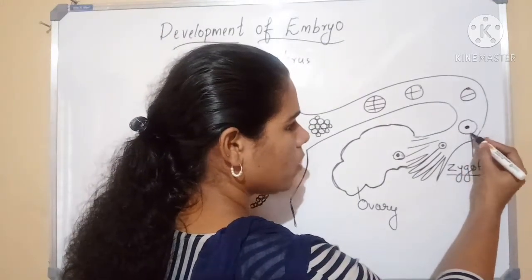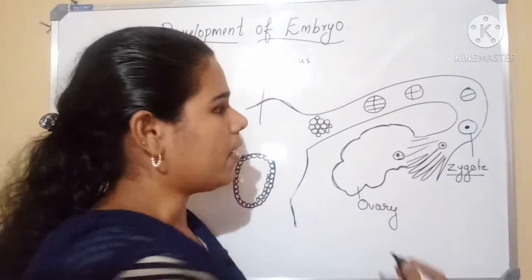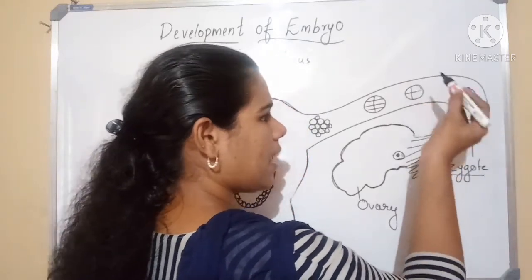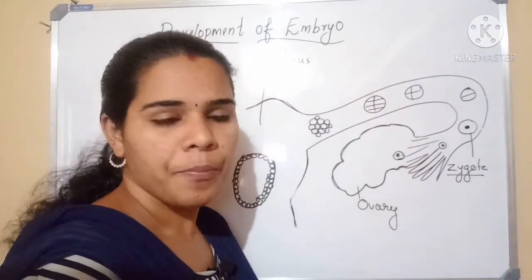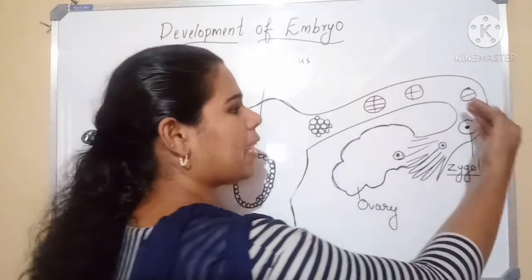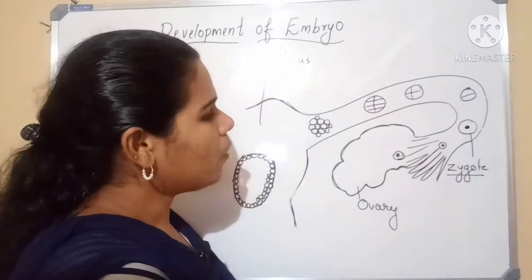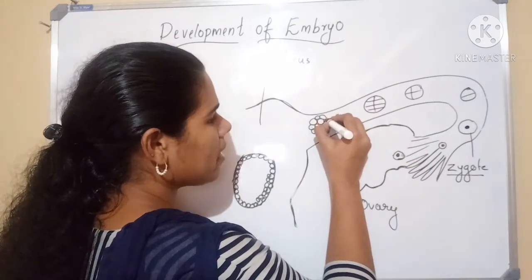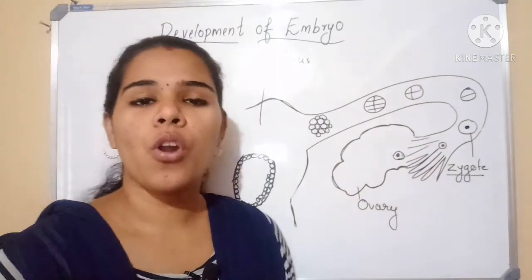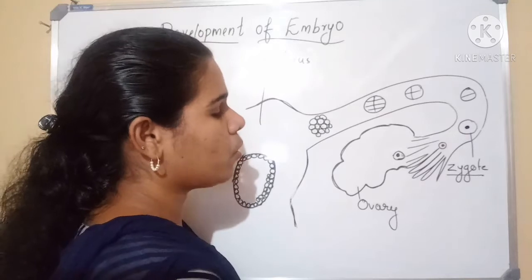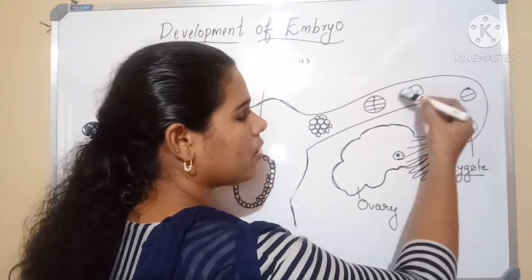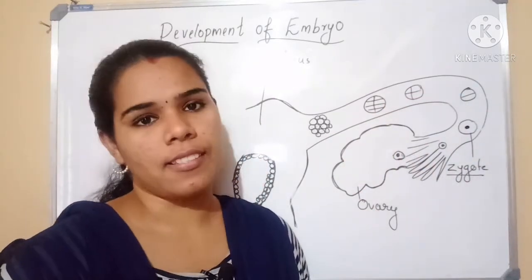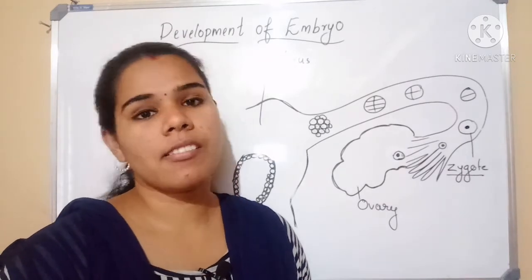This single cell zygote divides. Gradually it divides. First of all, it forms 2 cells and 4 cells, and it divides to form 8 cells. So gradually they divide and multiply the number of cells. At last, it forms a cluster of cells, or a ball of cells.